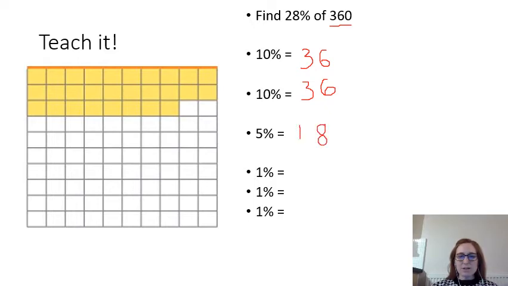Then I've also got 1%, 1% and 1%. To find 1%, I divide by 100. 360 divided by 100 is 3.6. And another 3.6. And another 3.6. I can add them together. 6, 12, 18. 1 decimal point, write the 8 and carry the 1.